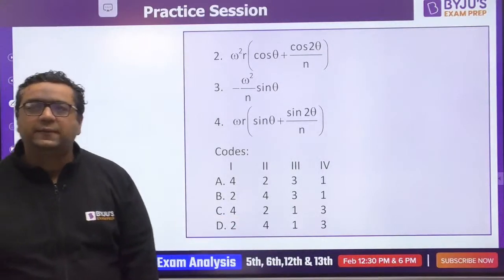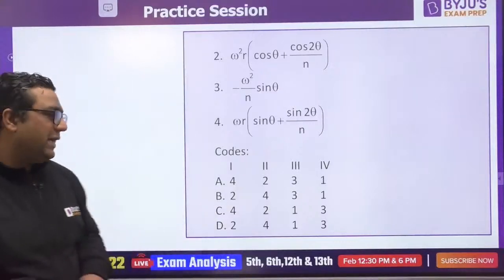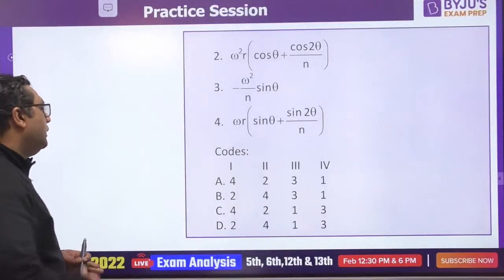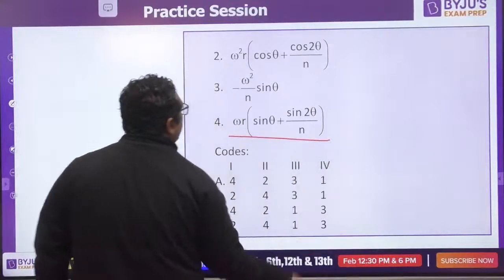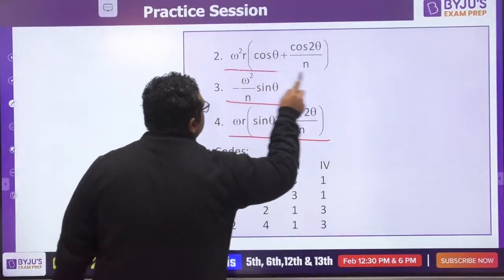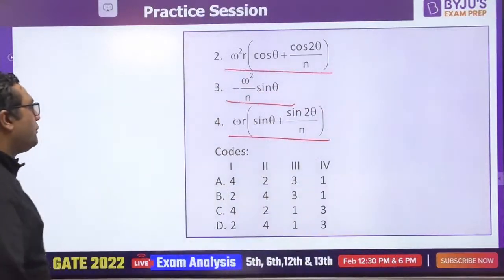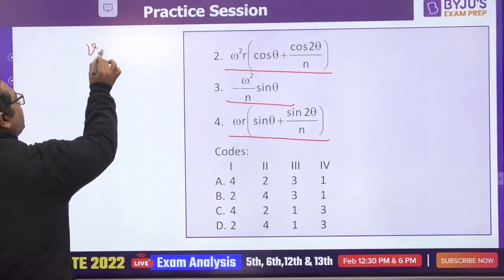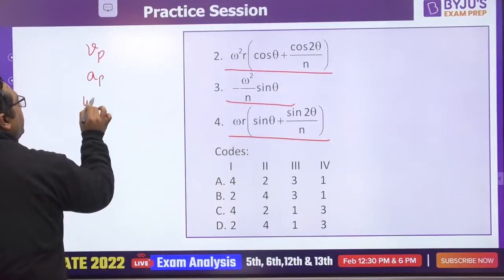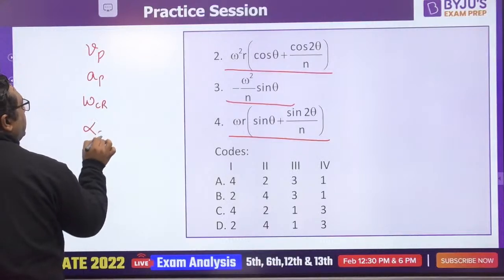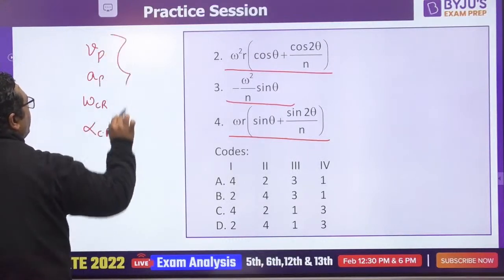Try this, guys. What is this? You have the options: velocity of piston, acceleration of piston, connecting rod angular velocity, connecting rod angular acceleration. These are the four terms.